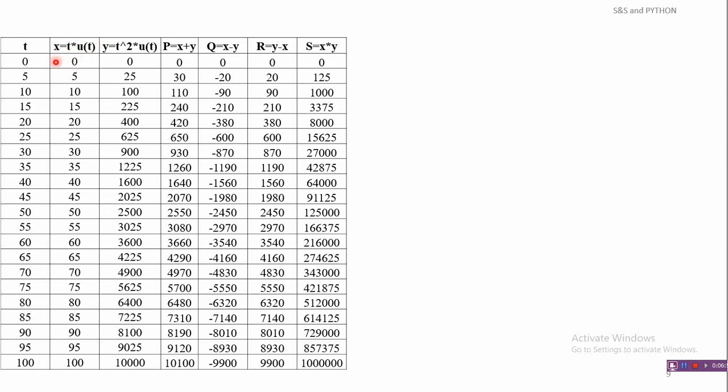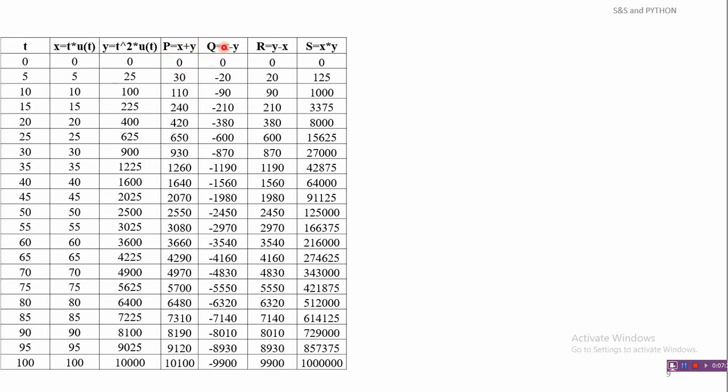We know t into u of t means t multiplied by 1, so that is going to be equal to this t only for this x of t, and y of t is t square into 1 and that is also given here. Say 5 square into 1 is 25, 10 square into 1 is 100, and we tabulate the x and y like this. So from this x and y, p is x of t plus y of t. So just add these two columns and write what is the value of p. Then we can plot p versus t to get the sum signal x of t plus y of t.